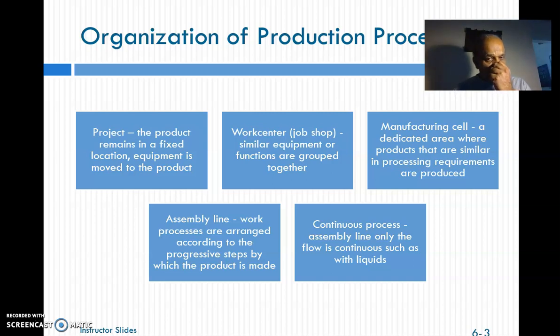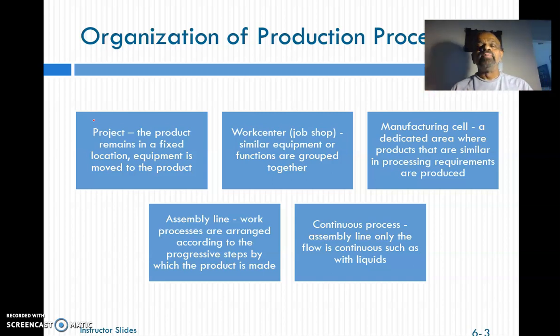So there are 4 basic types of manufacturing processes, and then there is another one which is called the project part of it. So let's look at the project. The project basically is a product. Everything is in a fixed location. It's like, let's say you want to do a wooden deck out at the back of your house, and that is a project.